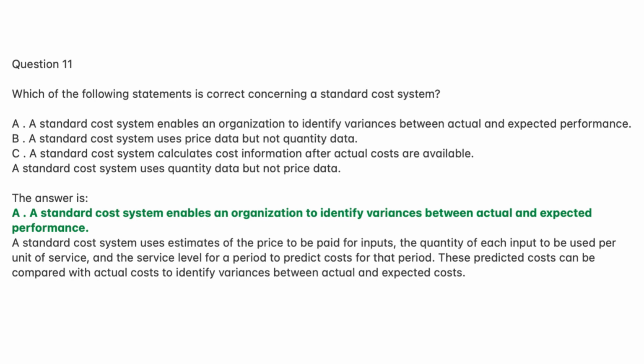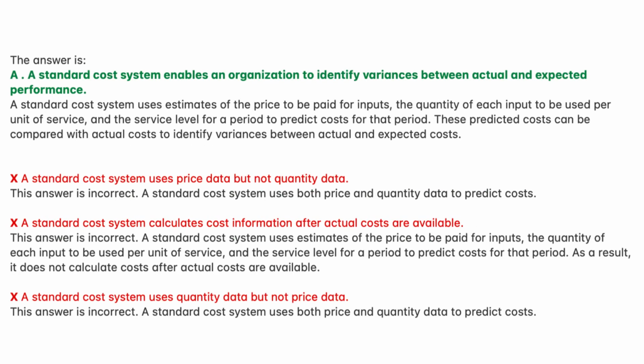B. A standard cost system uses price data but not quantity data. C. A standard cost system calculates cost information after actual costs are available. A standard cost system uses quantity data but not price data. The answer is A. A standard cost system enables an organization to identify variances between actual and expected performance.